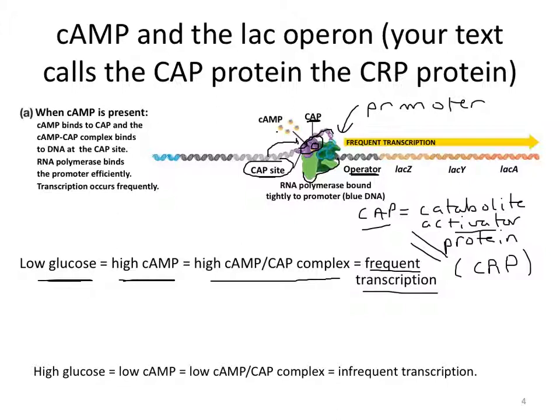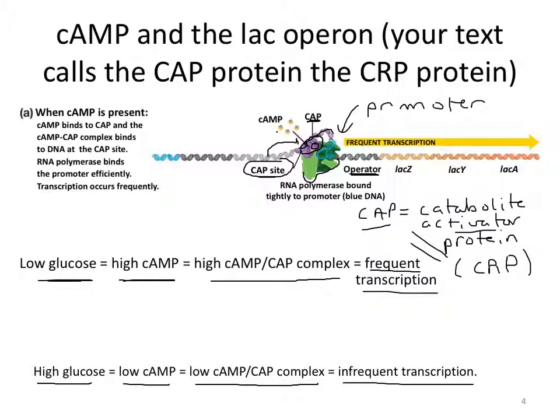In contrast, if you have high glucose, you have low cAMP, which means you will have low cAMP-CAP complex. And that means that the scenario shown in this figure will not happen. There will be no purple and orange CAP-cAMP complex attached to the catabolite activator protein binding site, the purple site shown there. Therefore, you won't have efficient attachment of RNA polymerase to the promoter, and the result will be infrequent or low levels of transcription.